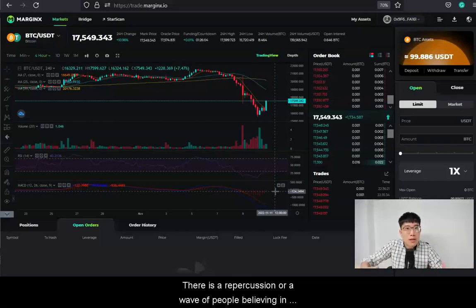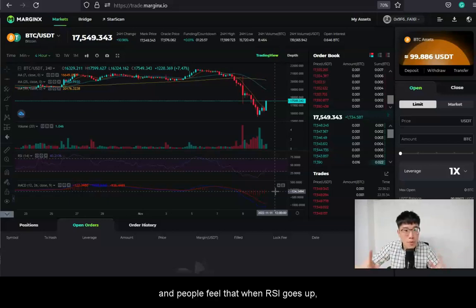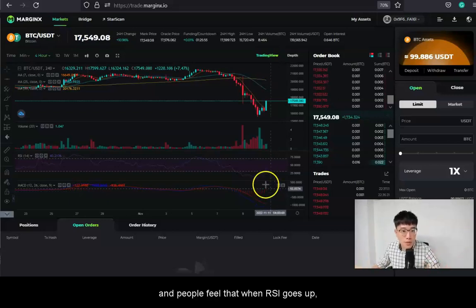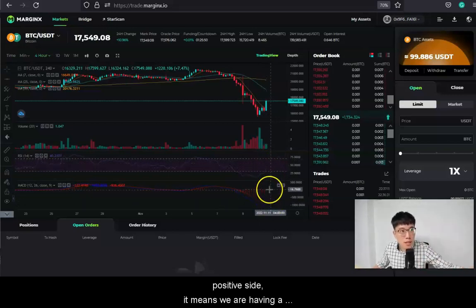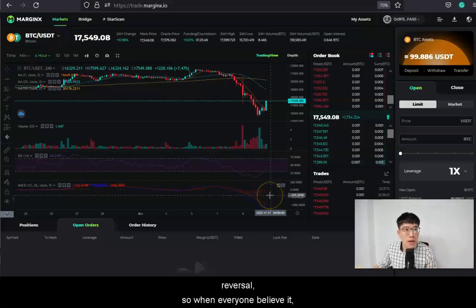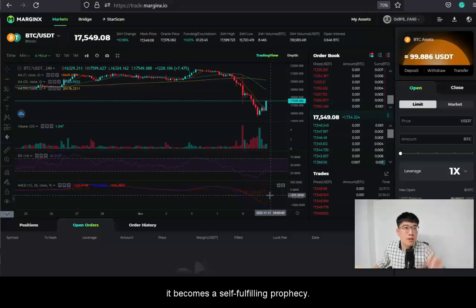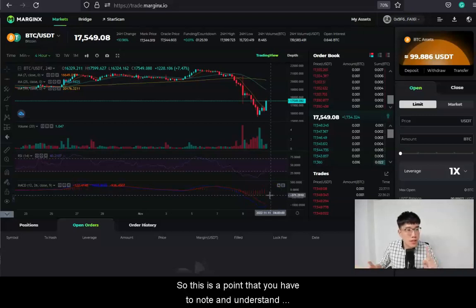There's a wave of people believing in the same thing, like a wave that comes. Because people feel that when the RSI goes up, it means it's bullish, and when MACD is switching towards the positive side, it means we are having a reversal. Therefore everyone believes, and it becomes a self-fulfilling prophecy because it's happening. There's a certain bias going on. This is something that you need to understand and note: technical indicators work because of that reason. So there's a reason why a lot of people use the same kind of technical indicators.